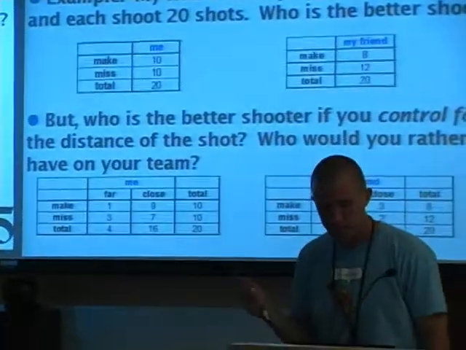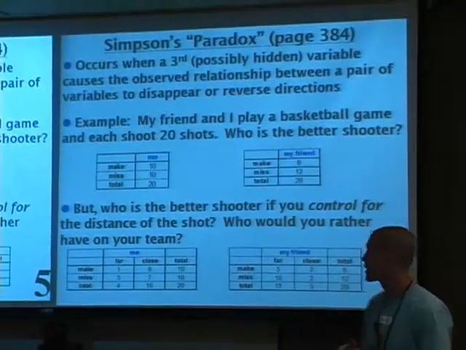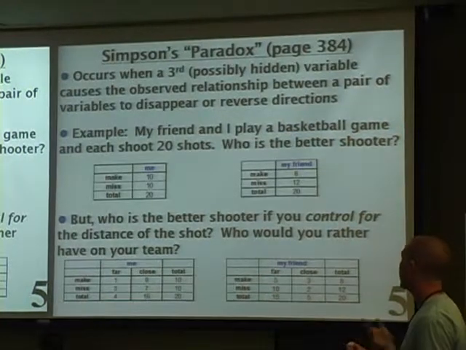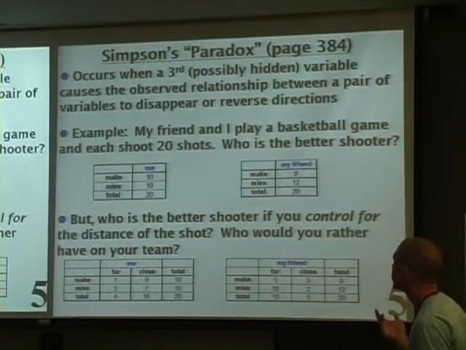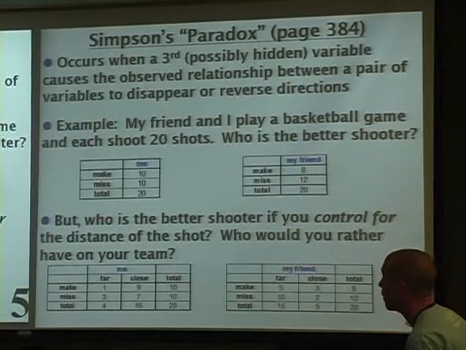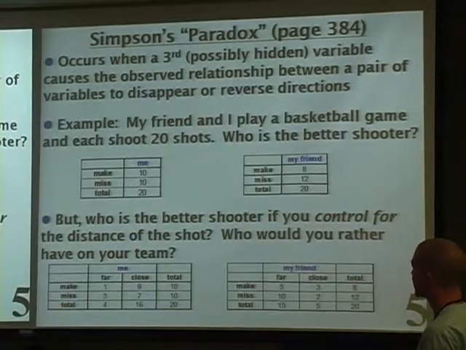And again, it's not so much a paradox as it comes back to really what is your question. When you say who is the better shooter, it sounds like a simple enough question, but really what you have to do is ask the person who's asking you this question, why do you want to know? Right? It sounds like you're being defensive. Who's the better shooter? Why do you want to know?